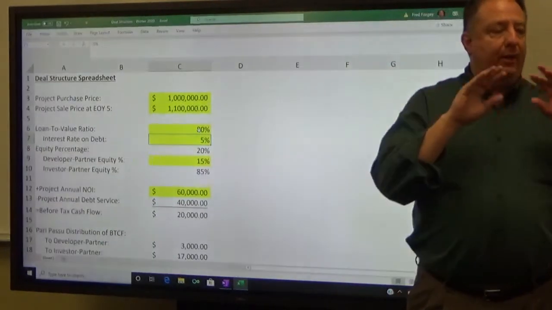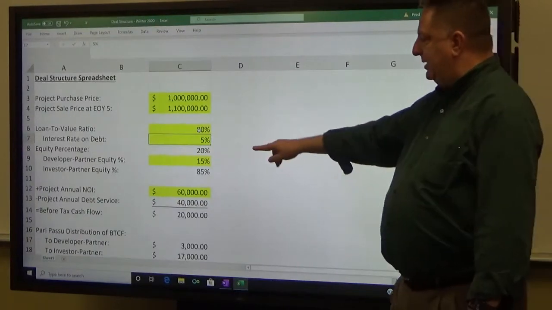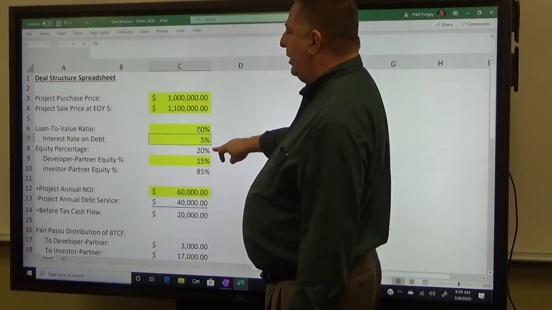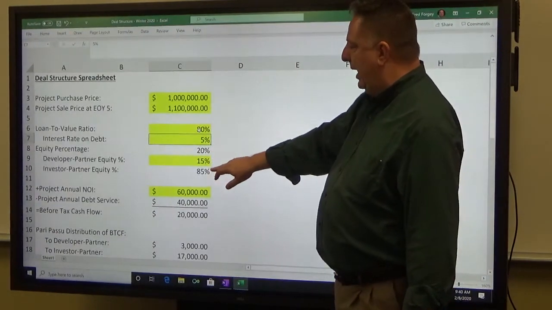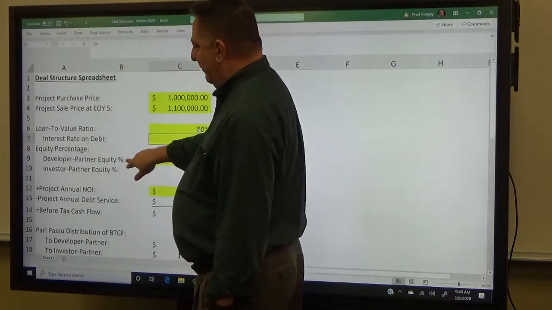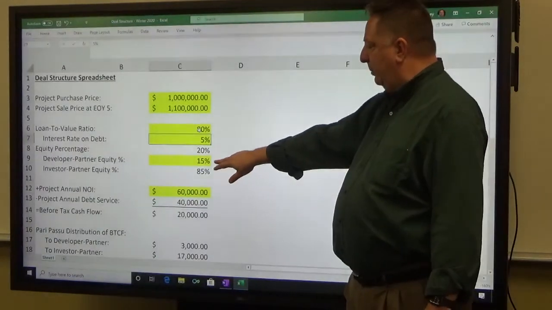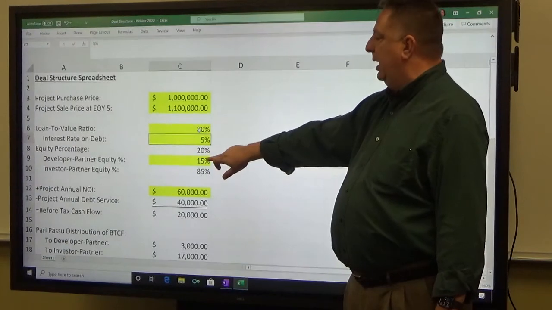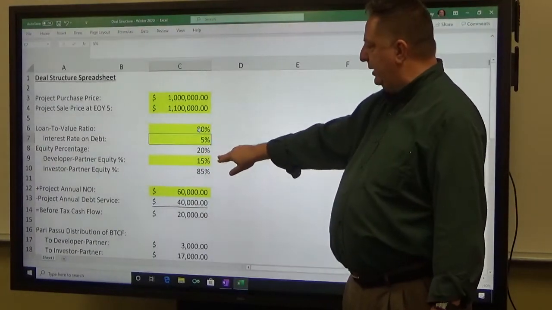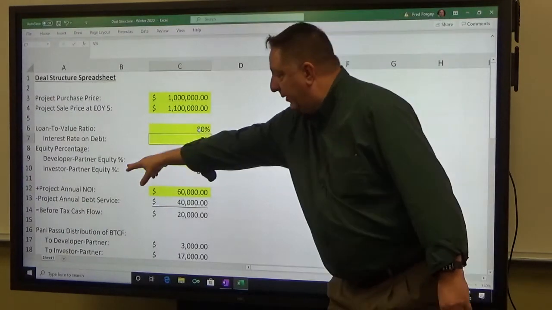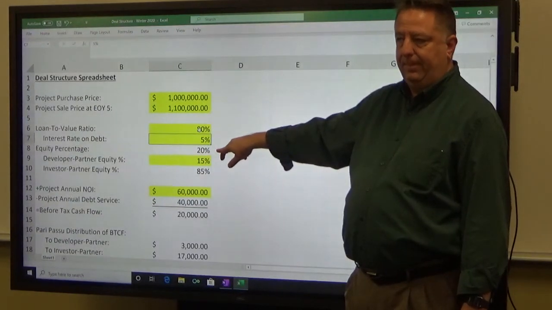But now, this is where we make a departure from everything we've talked about, from this point down. Of that equity that we're putting in, where is that equity coming from? In this case, we have two different players in the deal: the developer partner and the investor partner. The developer partner is going to put in 15% of the 20%. That's not 15% of the total, that's just 15% of the equity. Whereas the investor is going to be putting in the remaining 85% of the 20%. Does that make sense?